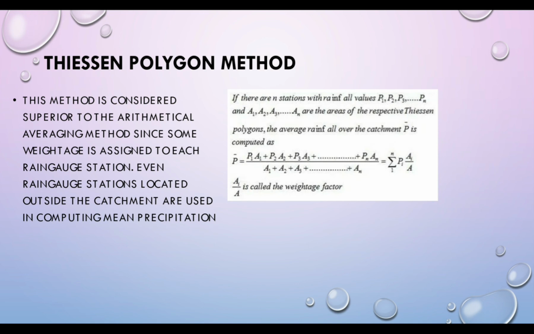So to compute the mean precipitation using the Thiessen polygon method, if there are n stations with rainfall values P1, P2, P3, and so forth, and A1, A2, A3, and so forth are the areas of the respective Thiessen polygons, the average rainfall over the catchment P is computed as P equals P1A1 plus P2A2 plus P3A3 and so forth, all over area 1 plus area 2 plus area 3 and so forth. That is simply the summation from 1 to n of Pi multiplied by Ai over A, where Ai over A is called the weightage factor.